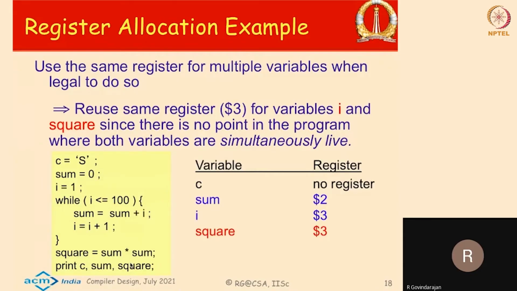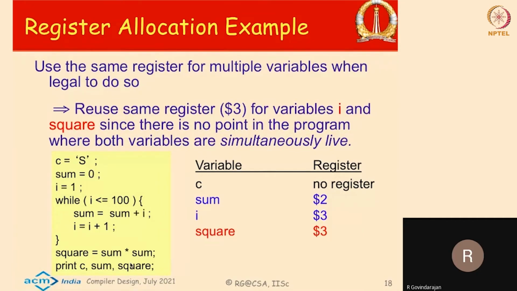So if you do that, essentially this is what you get. You allocate register 2 to sum, register 3 to I, and then square also shares the same register. I'm assuming register 1 is not being used here. Assuming two registers, register 2 and register 3, I have allocated those two registers to sum and I, and I'm also sharing it with square. Variable C will reside in memory, and it has not been allocated a register, because for this particular register allocation, we have assumed that there are only two registers.